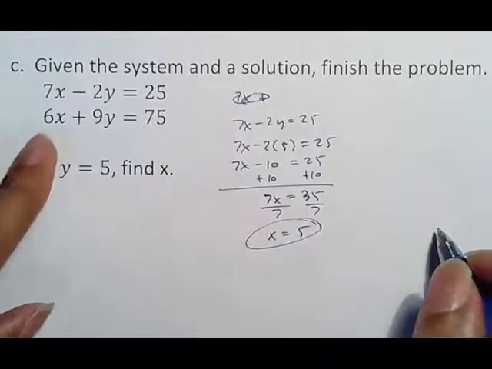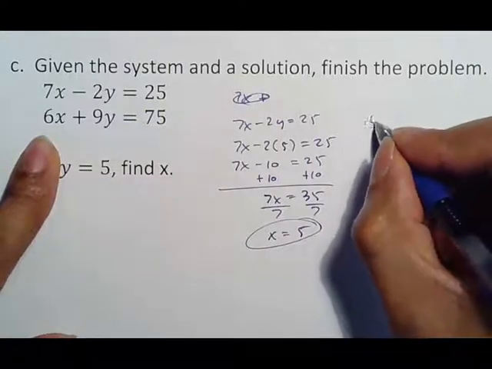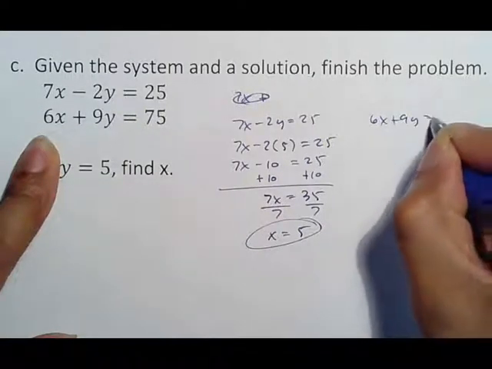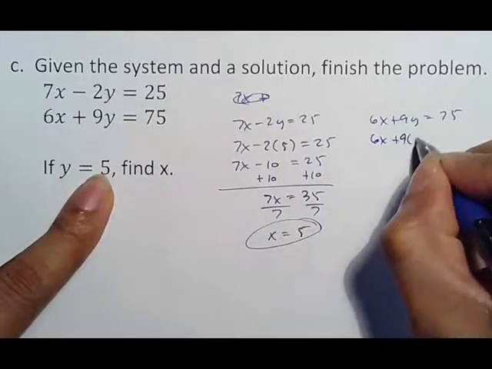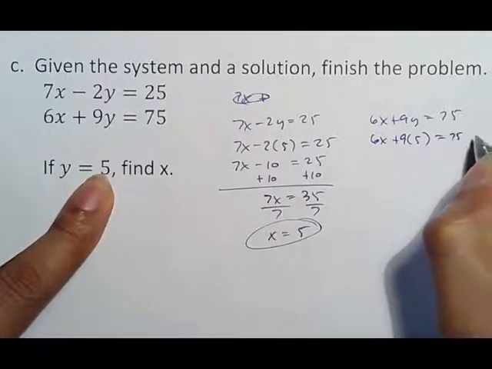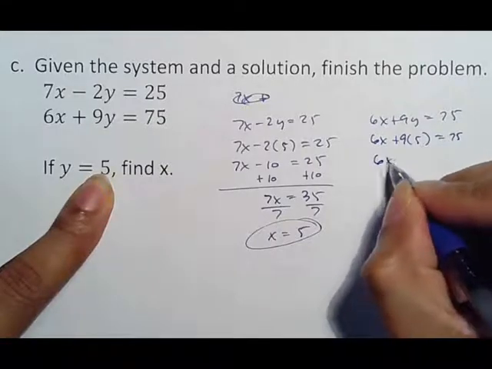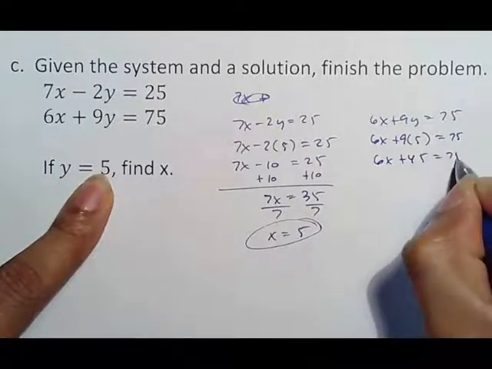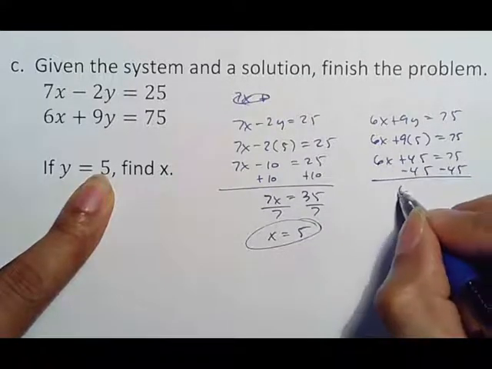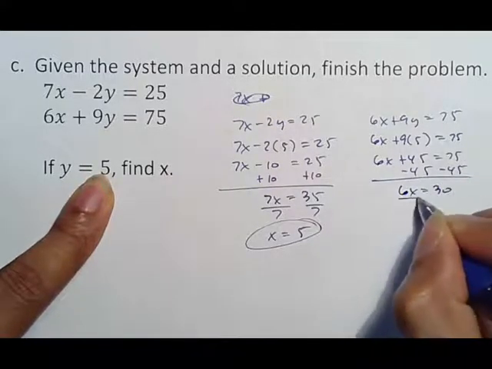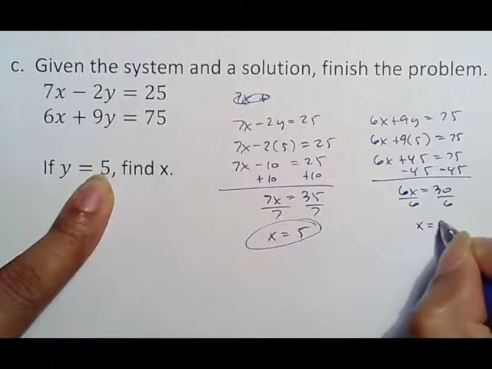So again, your question is, what if I use the other one? Well, it doesn't matter. Put a y in for 5. That turns into 45. Subtract 45 because, again, 45 is not attached to x. Divide by 6. And x is 5.